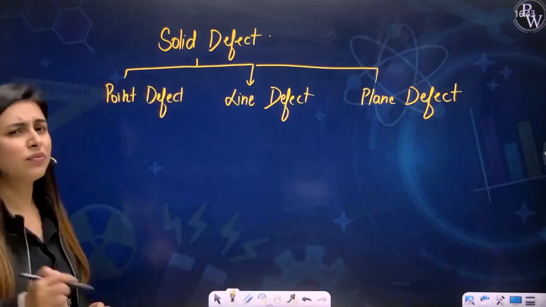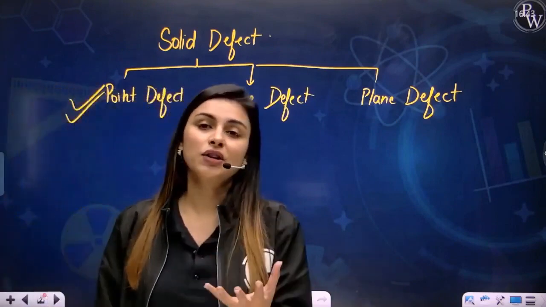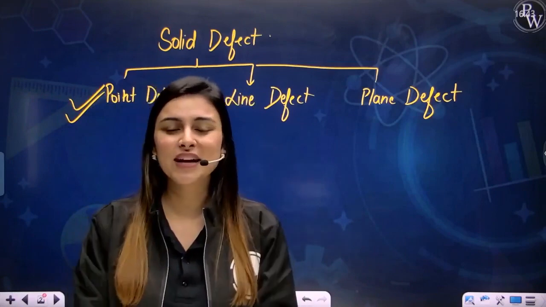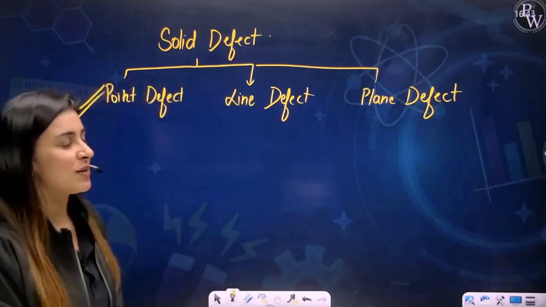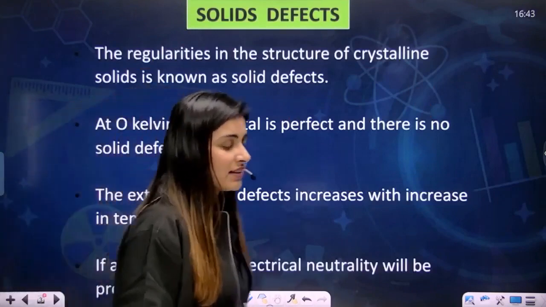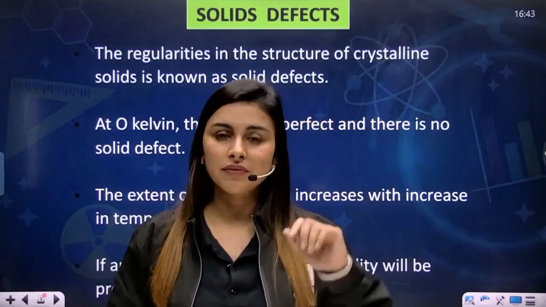But we will be majorly discussing the point defects. Point defects are in your syllabus. So today we will be covering all about that. I hope all of you are excited. So let's start the session, my dear students. Let's talk about the defects. Why do defects arise? The first and the most important question. And when are solids absolutely perfect?